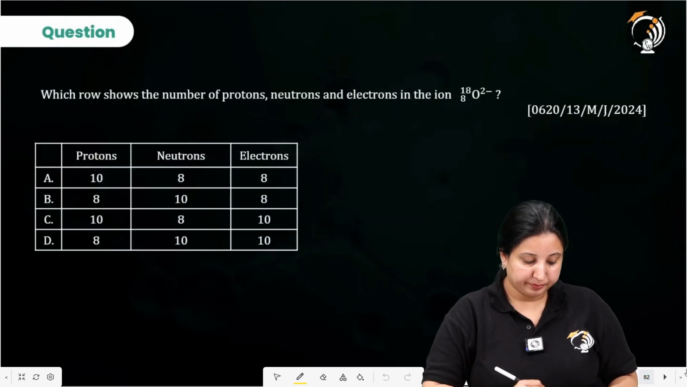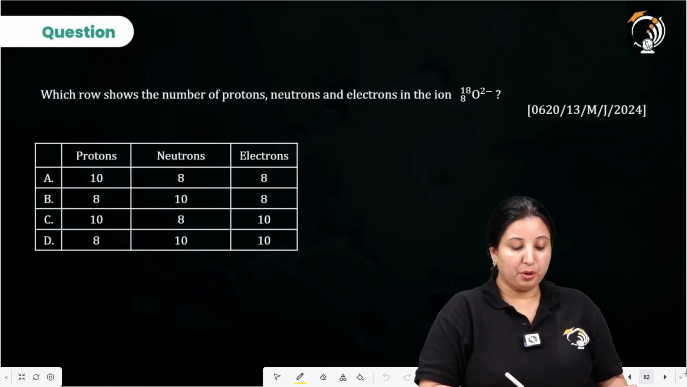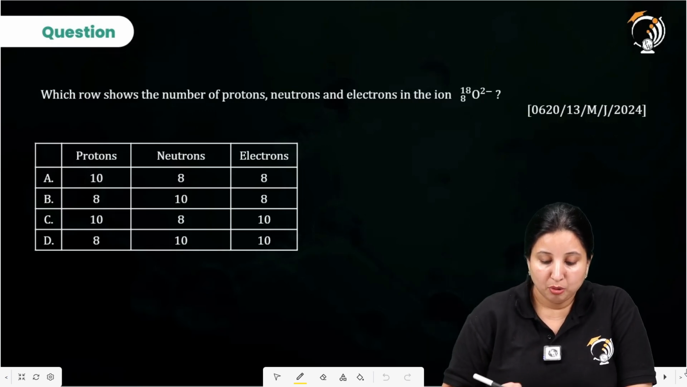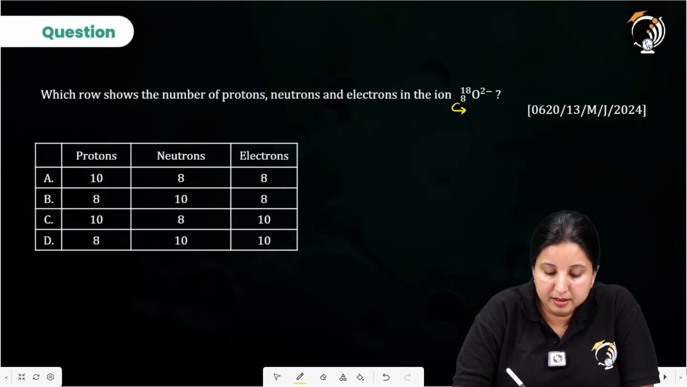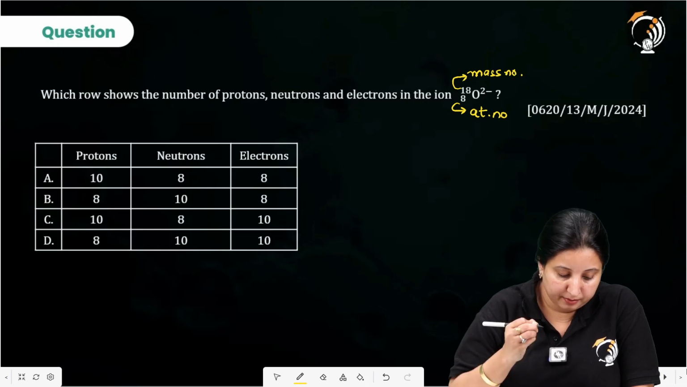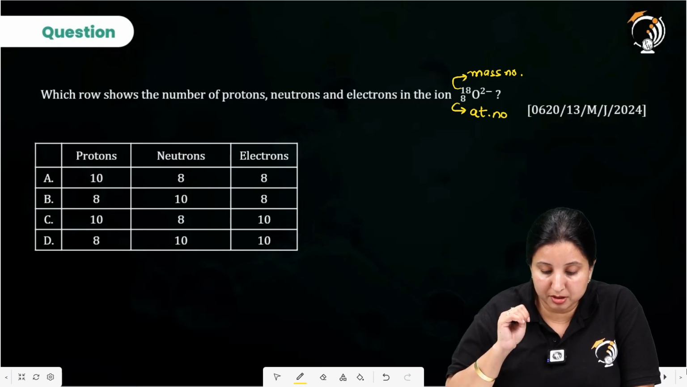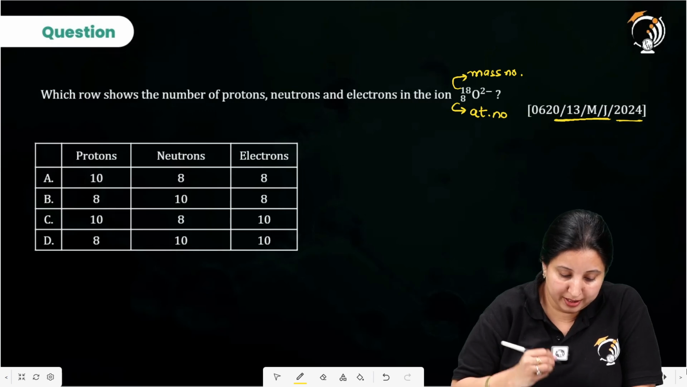Okay, coming to the next question, which says, which row shows the number of protons, neutrons and electrons in the ion O2 minus? Now first of all, this is atomic number, again I am repeating, and this is the mass number. Okay, now it is saying O2 minus, means 2 electrons are being taken over here, and it is from the variant 13, May June 2024. So let's see over here.